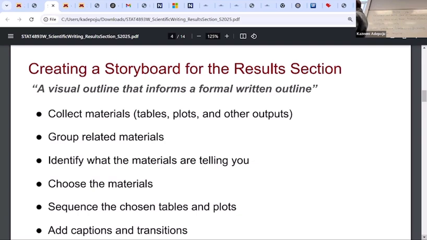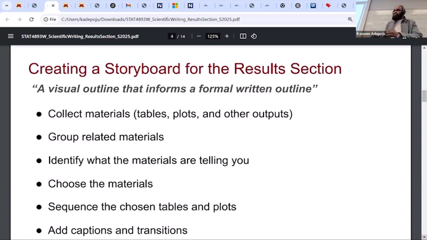Okay, number one, I need materials that I want to talk about. Maybe in my research, I've generated tables, we got plots, another output. I need them before I can tell a story, because I'm going to tell a story about them. Then group related materials, so you need to identify what the materials are telling you.